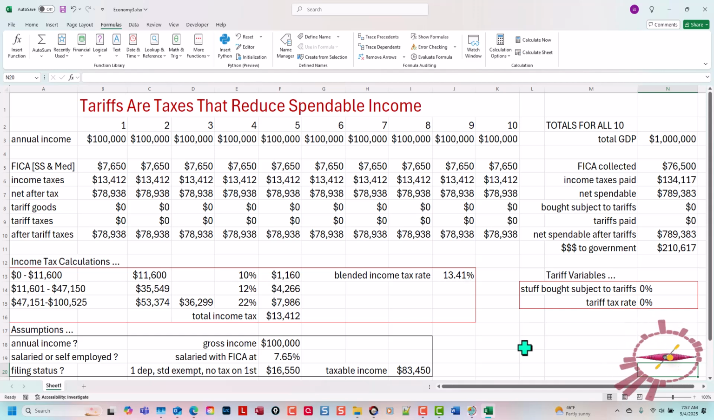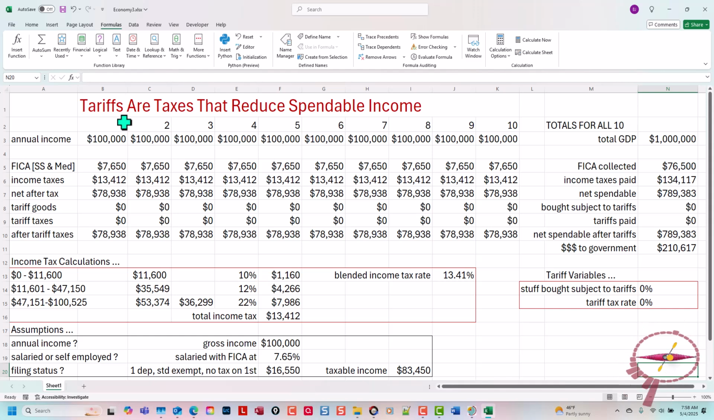When considering the effect that tariffs have on spendable income, there are two items that need to be taken into consideration. Number one is, how much of the stuff do you buy with your spendable income? And what is the tariff tax rate on the items that you do buy that are subject to tariffs? We're going to start off looking at the spreadsheet assuming that tariff tax rate is 0% and we're not buying anything imported, so there's no tariffs involved. We'll jump over to our analysis of one individual.